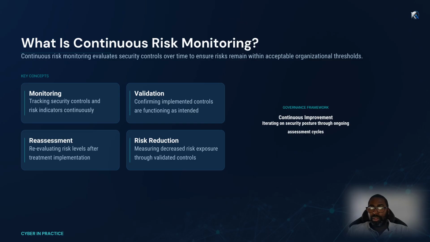So what is continuous risk monitoring? It's the process of evaluating security controls over time to keep risk within acceptable organizational thresholds. We do this through continuous monitoring, control validation, post-treatment reassessment, and measuring risk reduction. This directly fuels our governance framework for continuous improvement.